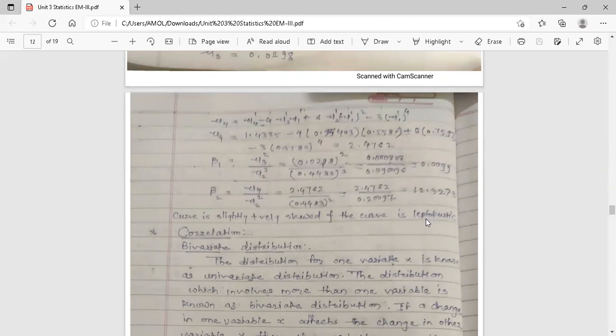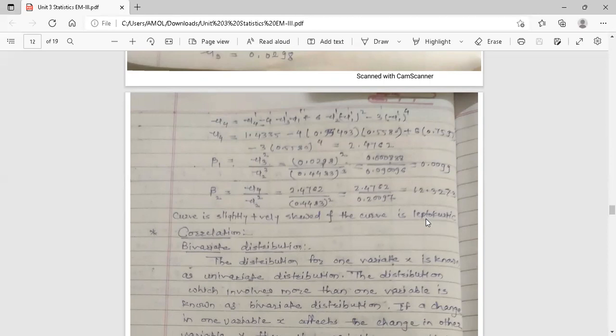So this is the example of moment skewness and kurtosis. In the previous lecture also we have discussed an example on moment skewness and kurtosis. In the previous example, the first example of moment skewness and kurtosis, raw moments were given. We have calculated only the central moments and beta 1, beta 2.